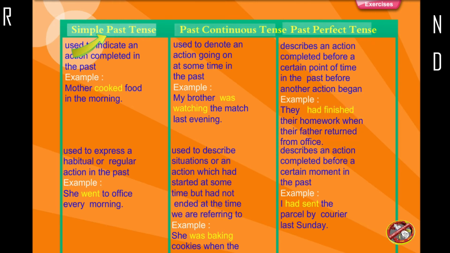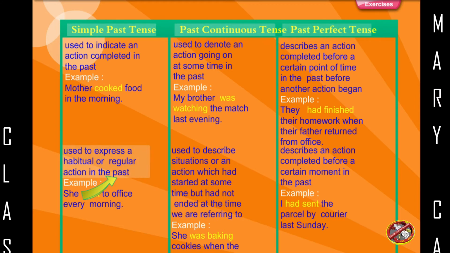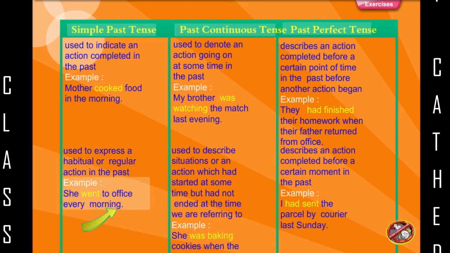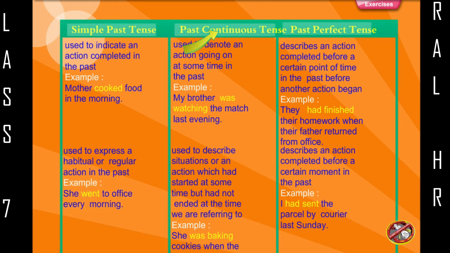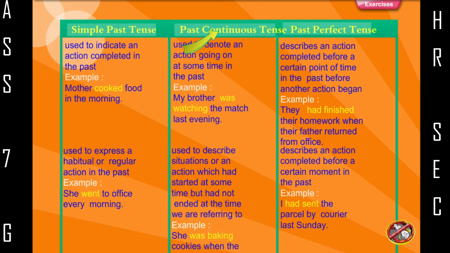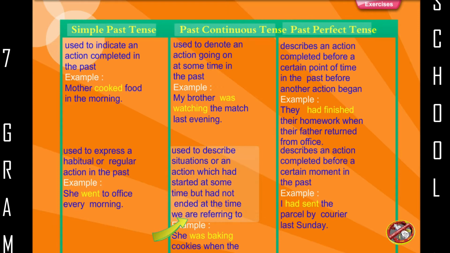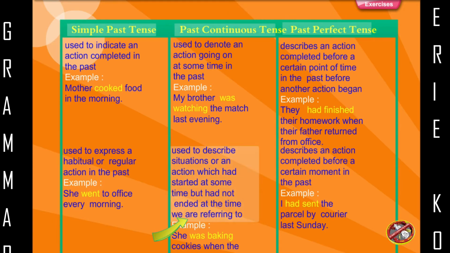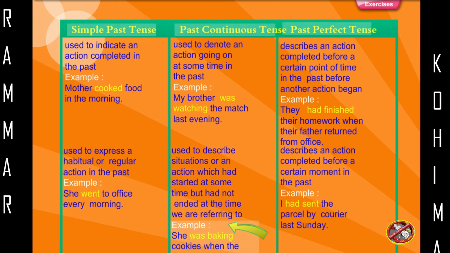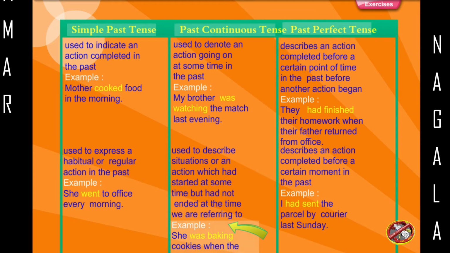Simple past tense. Used to express a habitual or regular action in the past. Example: She went to office every morning. Past continuous tense. Used to describe situations or an action which has started at some time but had not ended at the time we were referring to. Example: She was baking cookies when the children came back.